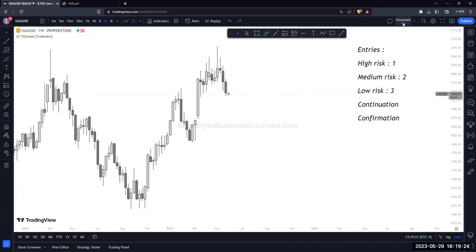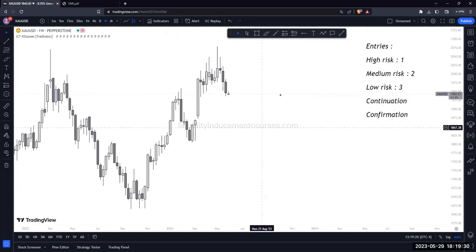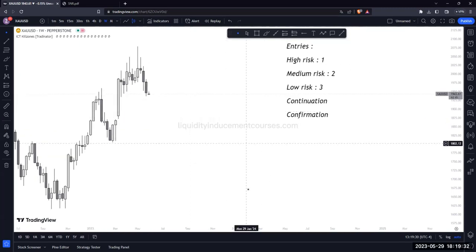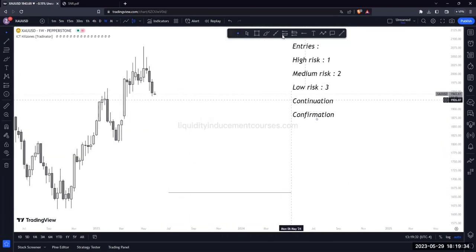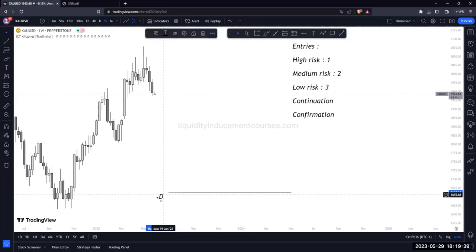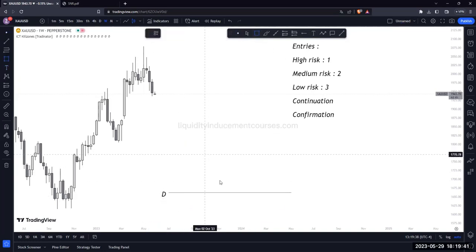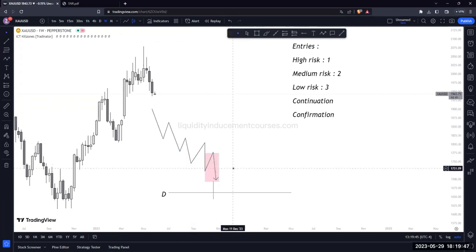Medium risk, I don't really like it that much. I do not use it a lot. There is only one entry type of it. The first entry type is basically the rejection. Pick a time frame. Daily. You simply wait for a rejection on the daily, not a breakout. You don't look at the breakout. Price is going lower, and then there is a rejection on the daily.